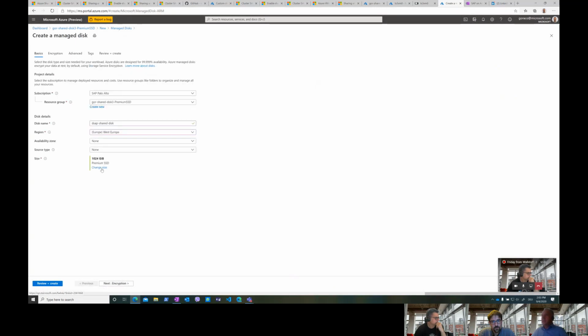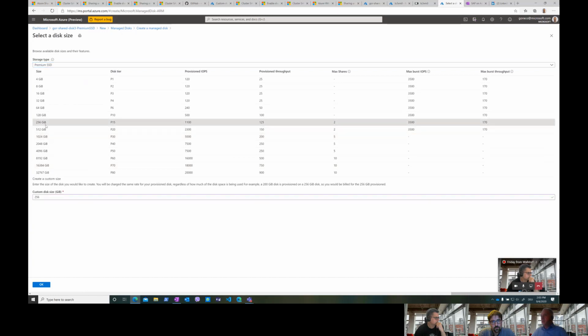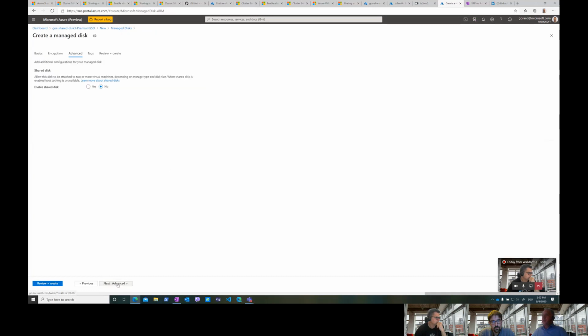So for example, if I go back, you see here I have 5 VMs I can attach, and the size is 1 terabyte. If I change to P15, which is the minimum one, and go to advanced, and I enable shared disk, I have only 2 max shares.